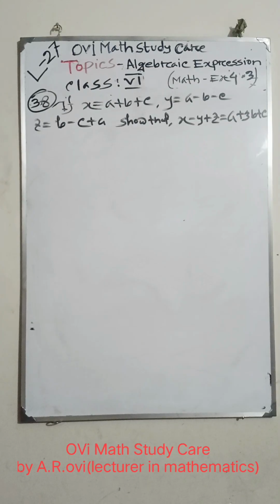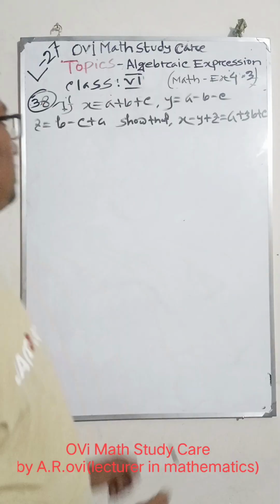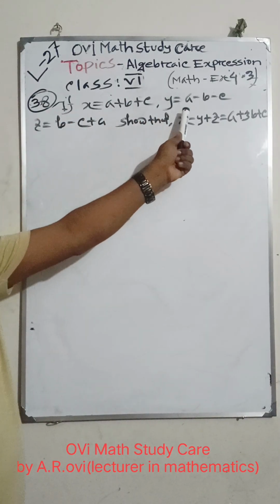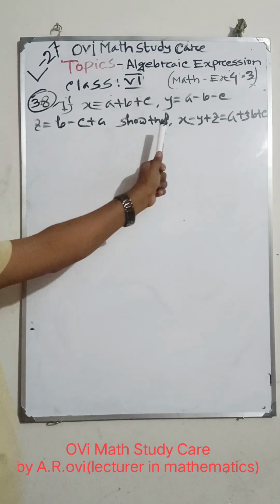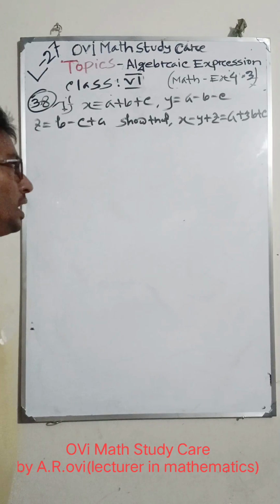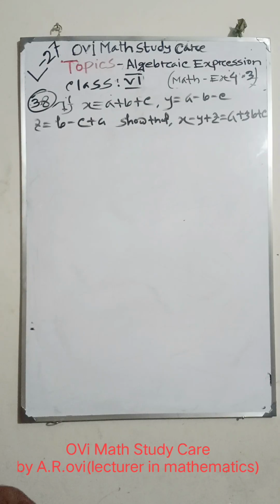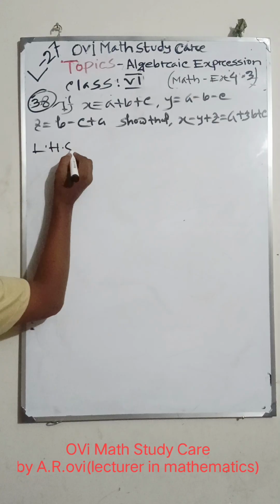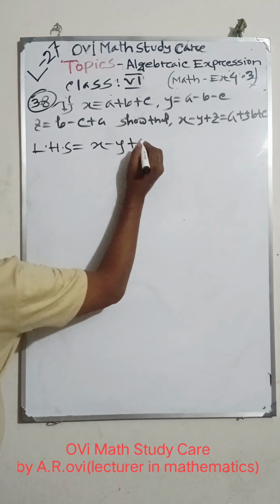Dear students, this is our another problem, number 38. Here given x equal to a plus b plus c, y equal to a minus b minus c, and z equal to b minus c plus a, so that x minus y plus z equal to a plus thrice b plus c. So how can we prove that? It's a similar system. This is very easy. So you should write LHS is x minus y plus z.